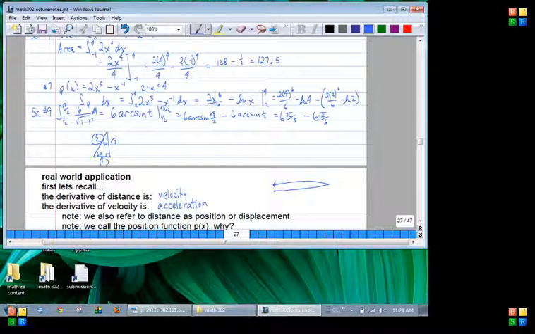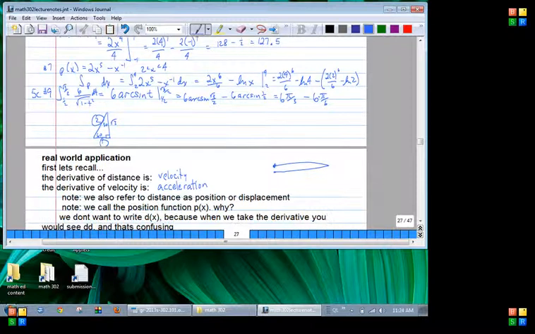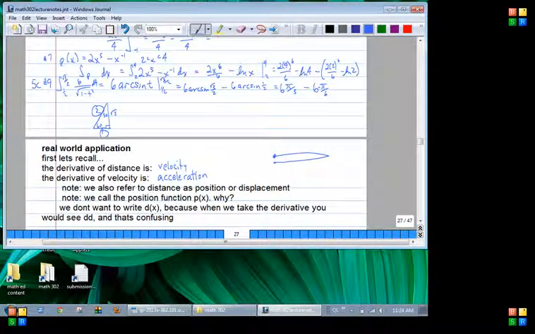We're going to call this function for distance, position, displacement, p of x. Why don't I call it d of x? Well, we're already using the letter d for something really important, the derivative. And we're talking about derivatives all the time, so we want d to be reserved.